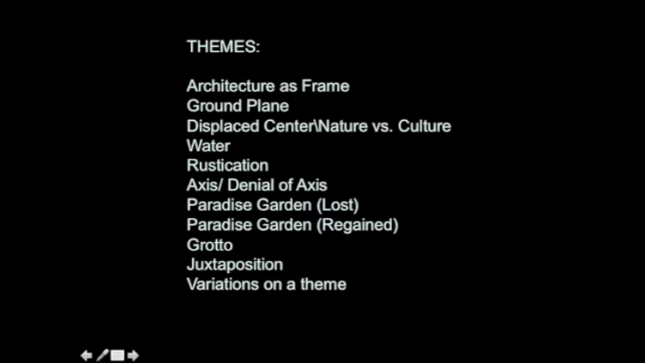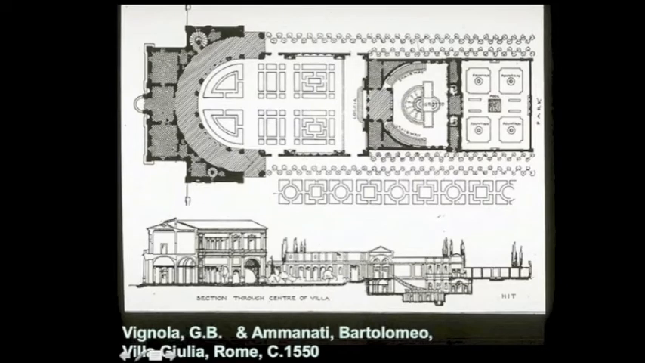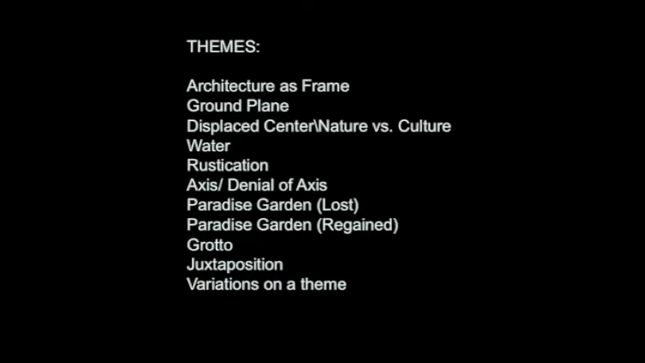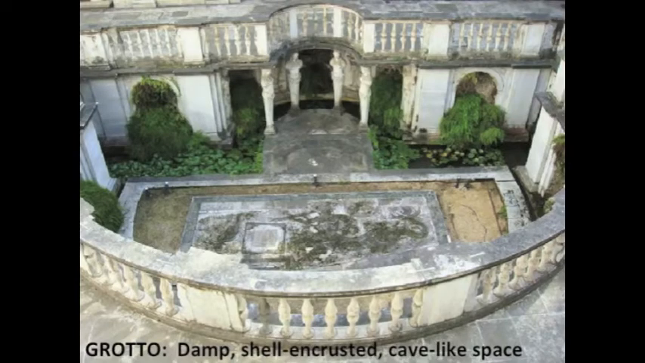We also noticed that the theme of the ground plane was something that got manipulated, so that depending on where you are in the landscape, you discover different conditions of, let's say, order, architecture, clarity, geometry, or culture, or let's say, nature, the irregularity, the roughness of the natural world. And you see things like grottos, for example, these wet, damp, rock-encrusted places that represent nature with rustication and wildness overtaking culture.